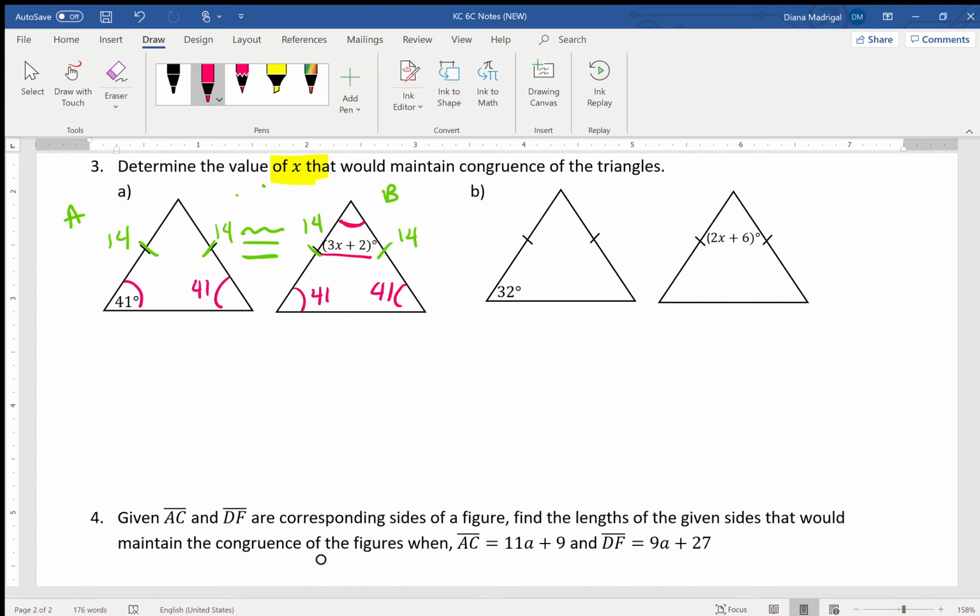In order to find out how much x is, we need to set up the equation. The equation again is three angles added together to make 180. So I have 41 plus 41 plus 3x plus 2 equals 180. I have angle 1, angle 2, and angle 3, three angles that equal 180. After that, all you have to do is combine like terms. We are solving equations, which we learned in KC2.